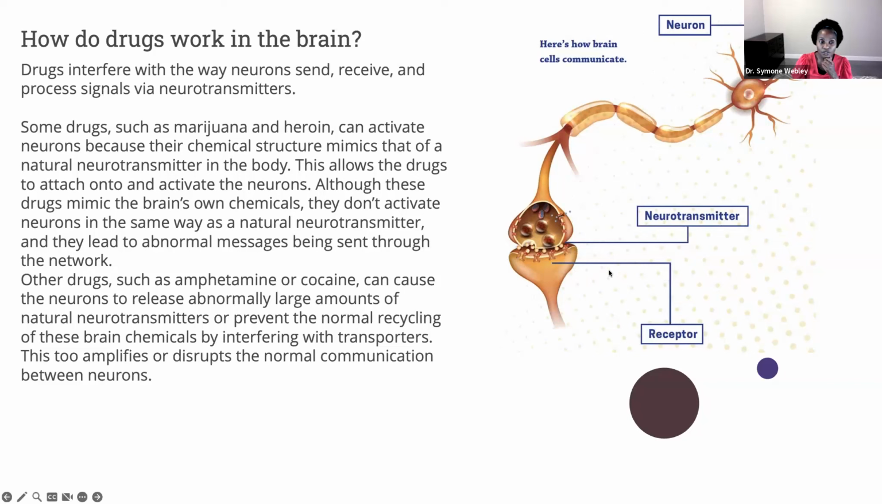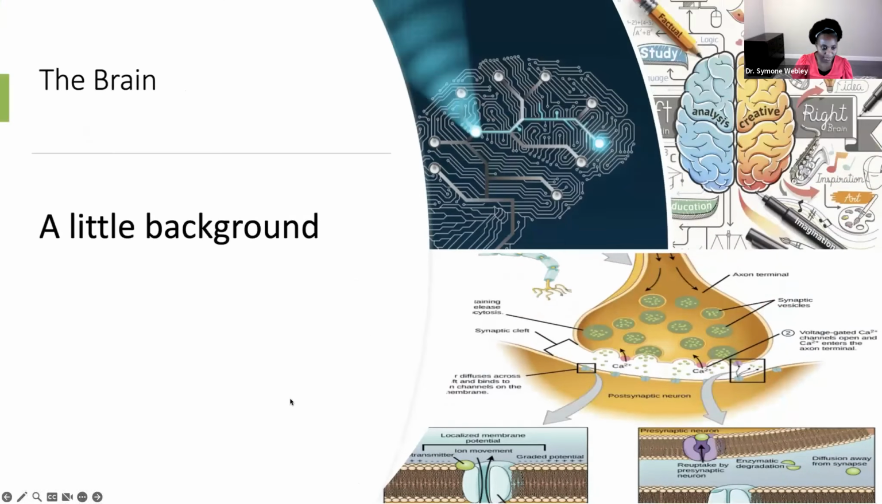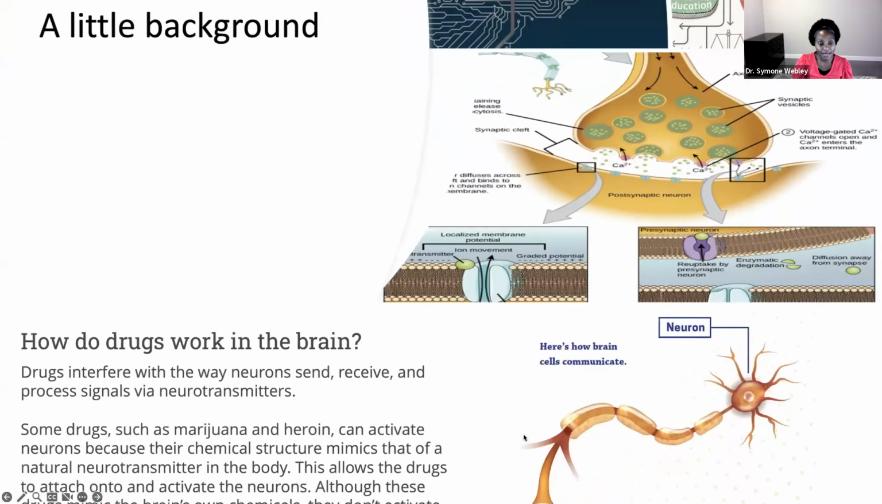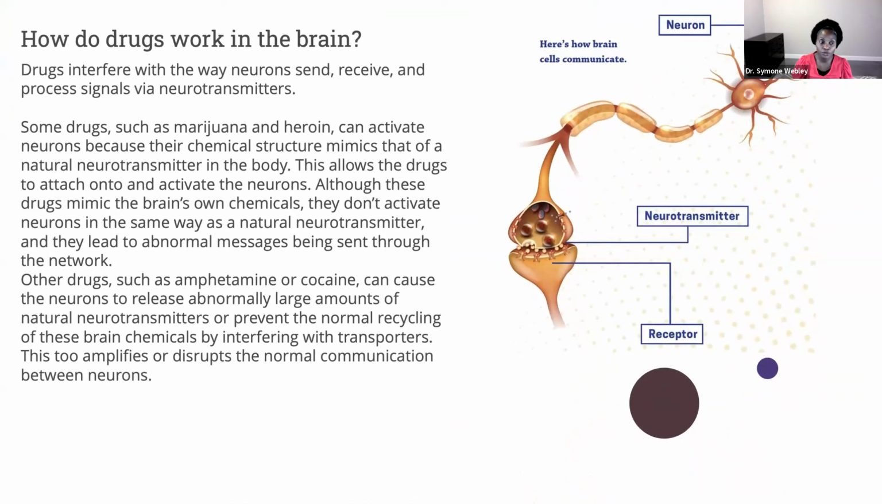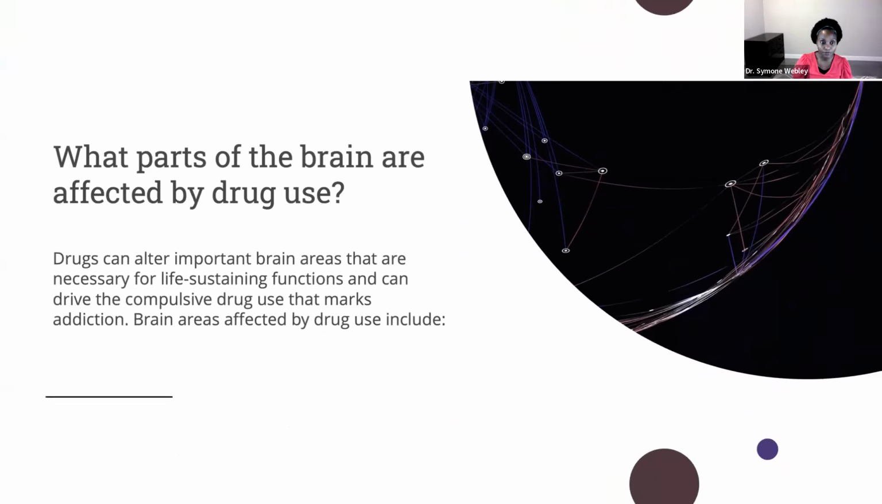So although these drugs mimic the brain's own chemicals, they don't activate neurons in the same way as a natural neurotransmitter. And they lead to sometimes abnormal messages being sent through the network. Other drugs such as methamphetamine and cocaine can cause these neurons to release abnormally large amounts of the neurotransmitters, which is where we end up getting the problem of addiction, which we'll talk about a little bit more further on.